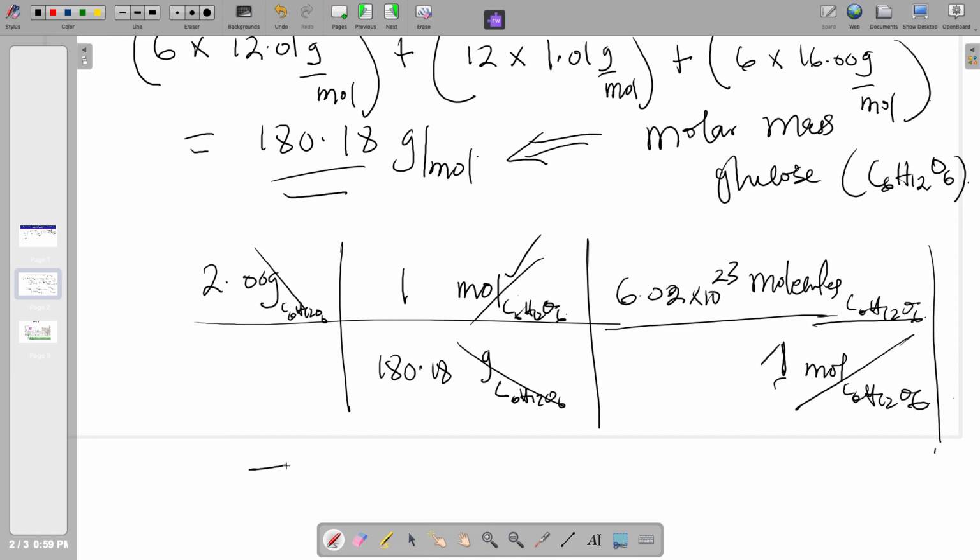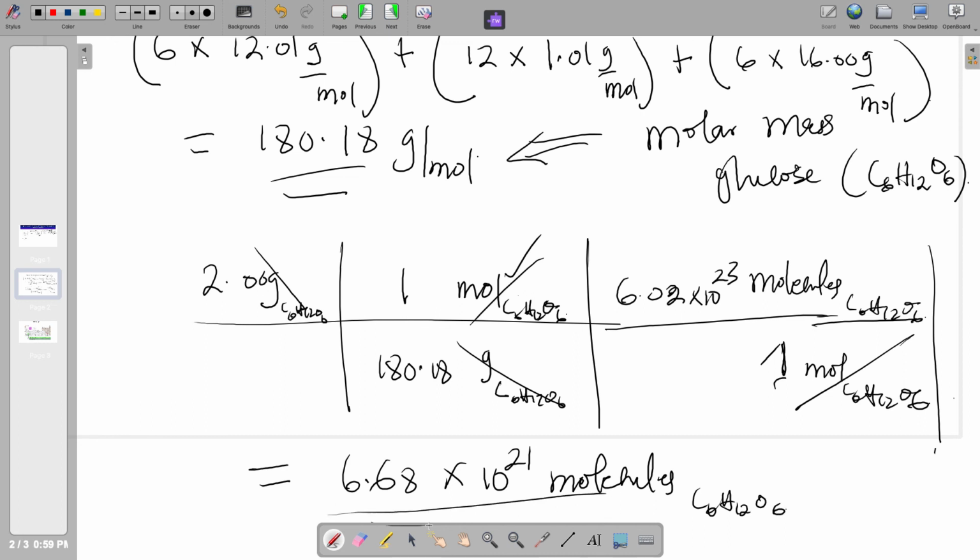Okay. Once you solve this, you should get basically 6.68 times 10 to the power 21 molecules of glucose, C6H12O6. Okay, so that is our molecules of glucose.